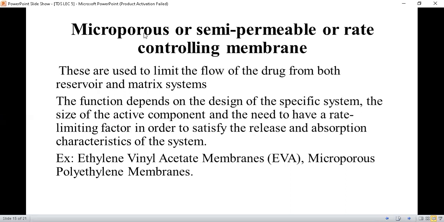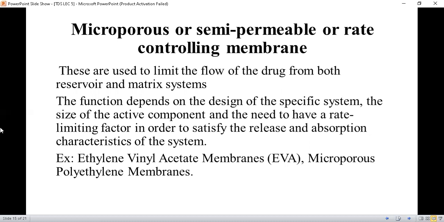Another membrane present in the transdermal drug delivery system is the microporous or semi-permeable or rate controlling membrane. Semi-permeable means it allows only a few substances to pass through it. These are used to limit the flow of drug from both reservoir and matrix systems. The function depends on the design of the specific system, the size of the active component, and the need for a rate limiting factor in order to satisfy the release and absorption characteristics of the system. Ethylene vinyl acetate membrane and microporous polyethylene membranes are used.